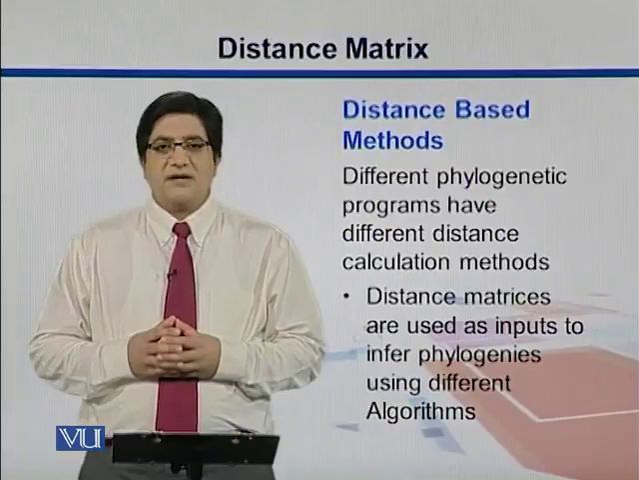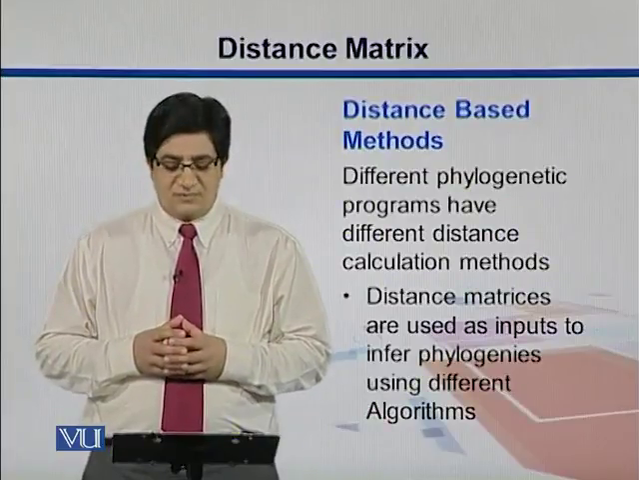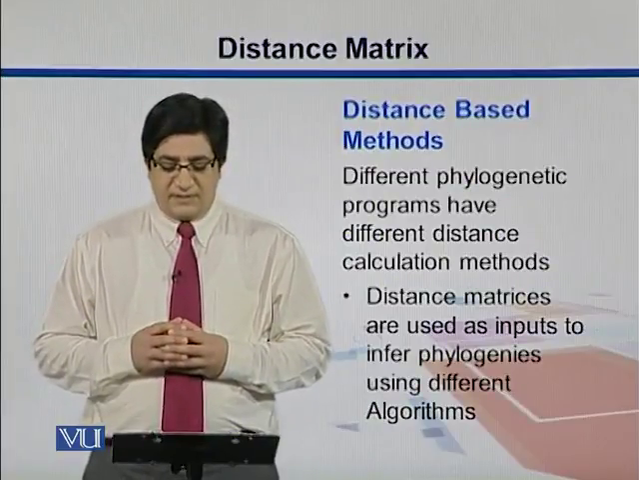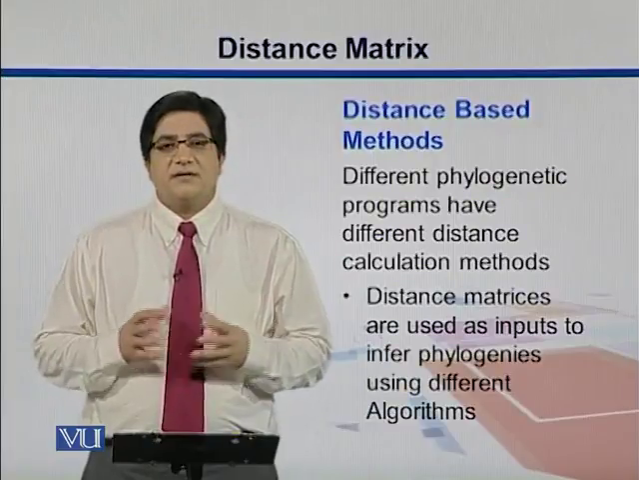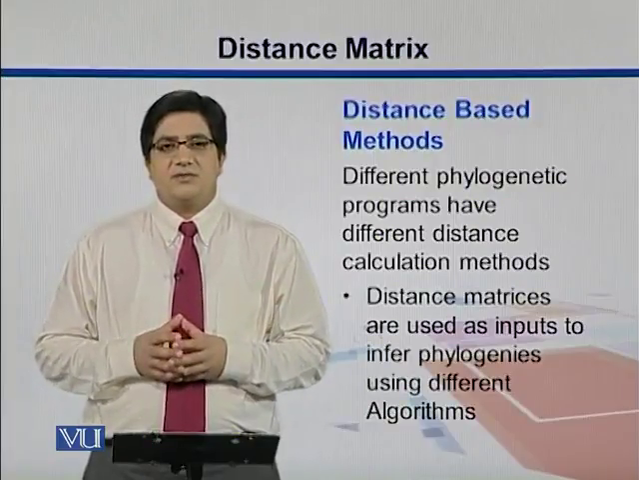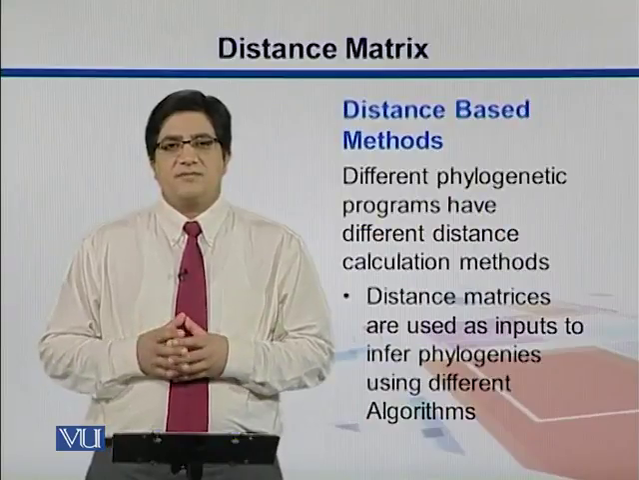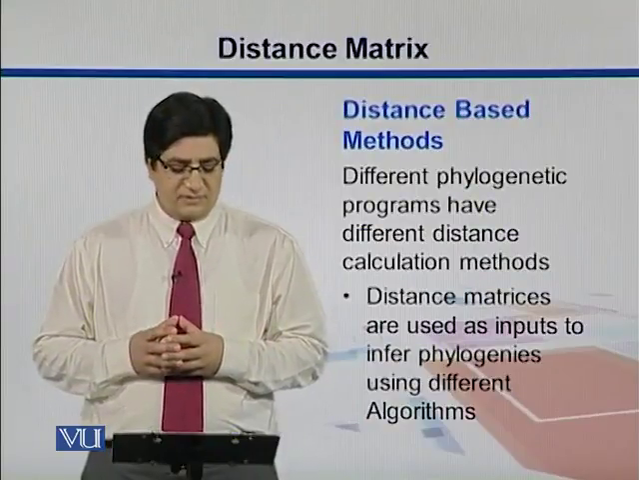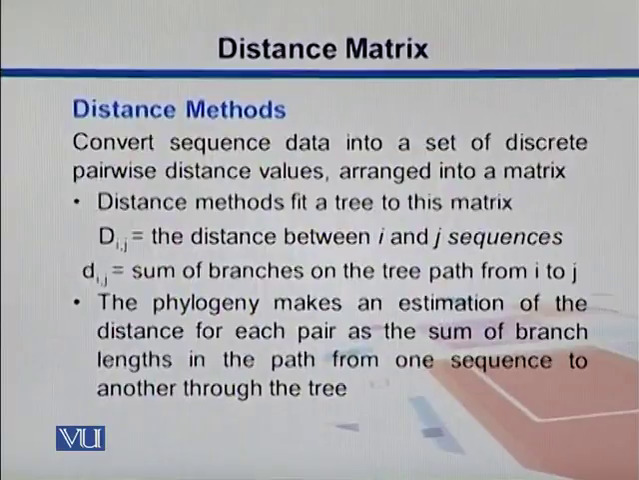Different programs have different methods to compute those pairwise distances, and distance matrices are then treated as an input to different algorithms in order to get the phylogenetic trees out of them. So what happens here is that we convert the sequence data into a set of discrete pairwise distance values arranged into a matrix. Distance methods then fit a tree to this matrix.